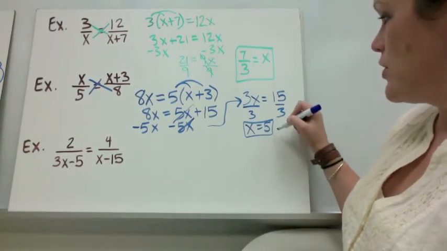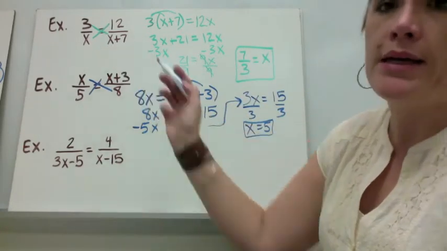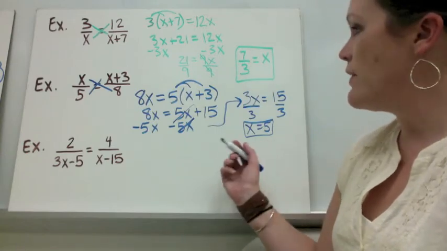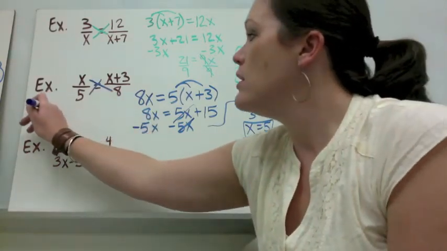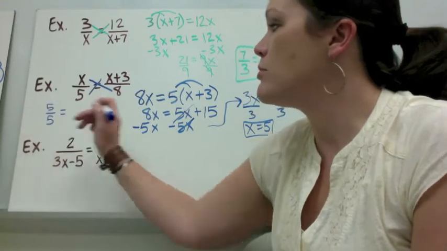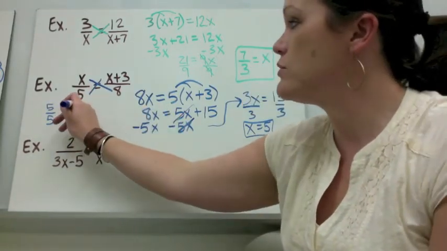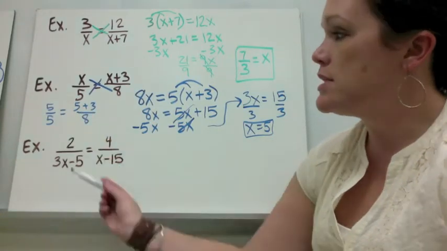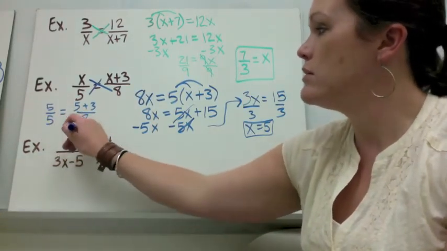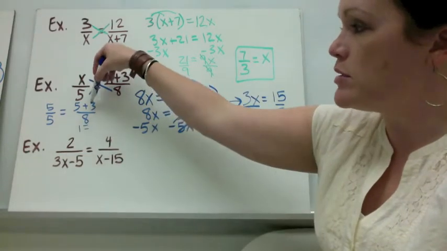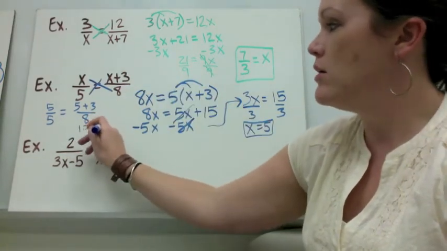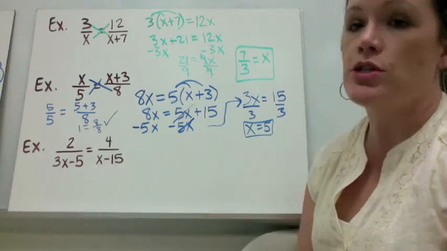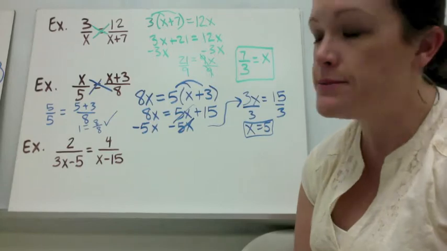Now if you wanted to check your answers, you can plug them back into the original problem and see if they would make a true statement. So for instance, if I plugged 5 back in, is 5 divided by 5, so I'm replacing x with 5, equal to 5 plus 3 over 8? So then I would say 5 over 5 is equal to 1. Is that equal to 5 plus 3, which would be 8 over 8? And 8 divided by 8 is equal to 1. So that would be a way you could check your answer and make sure that it makes good sense.